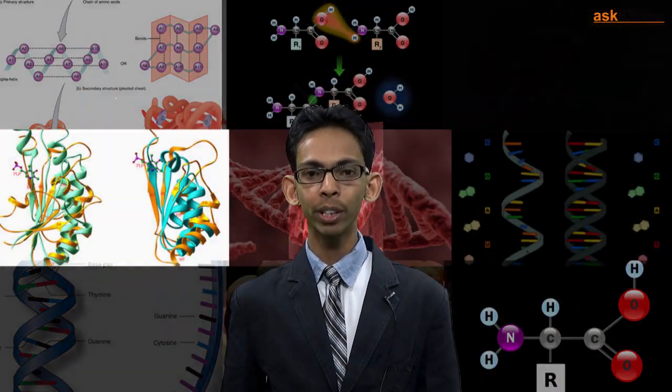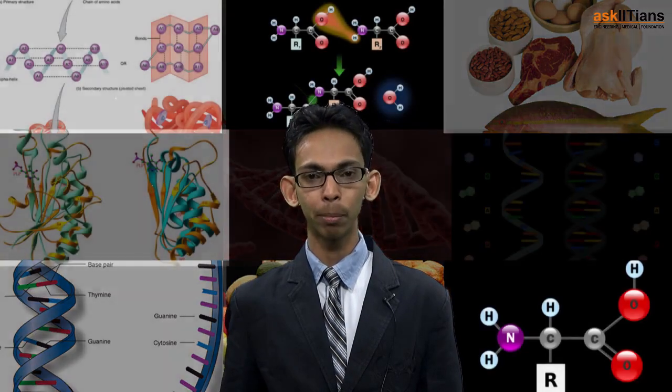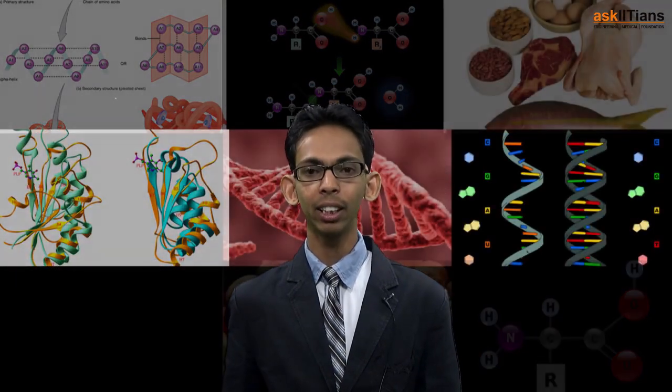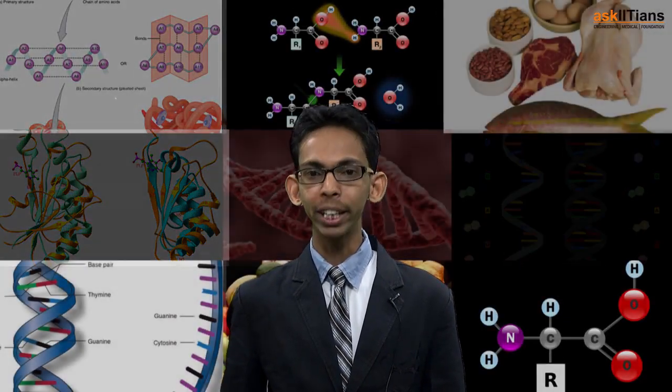So students, we studied about amino acids. Also we know there are some amino acids which must be part of our diet because they are not synthesized in our body, and that's why they are known as essential amino acids, while some others are known as non-essential amino acids. In our next video, we'll move to proteins.